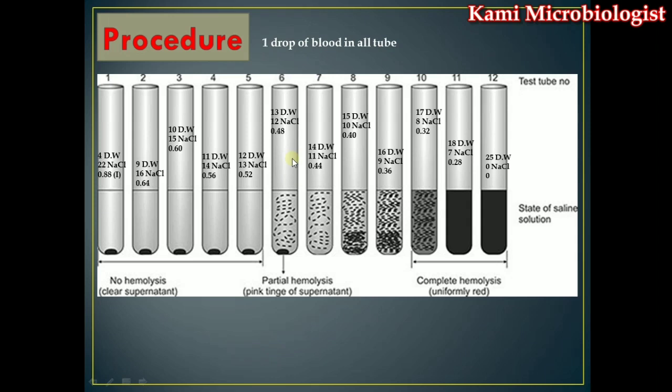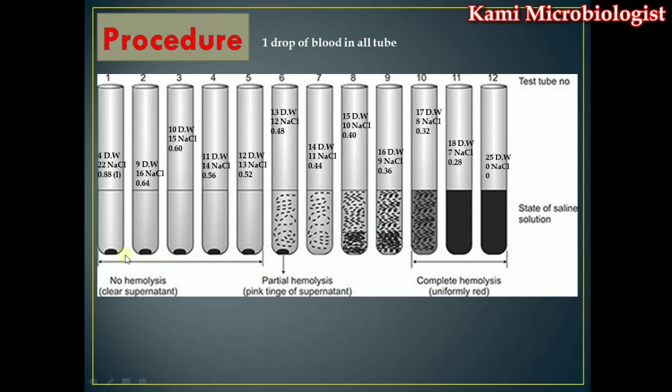Once we add it, we shake it gently, and after that we put each of the test tubes into the centrifuge and spin it at 3000 rpm for 20 or 30 minutes. After that, we have to check the result.